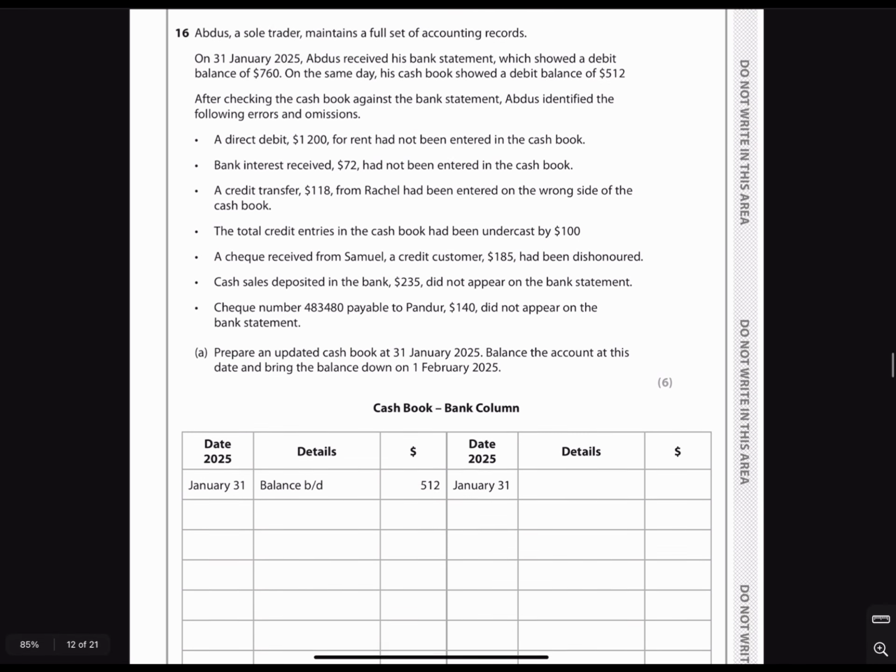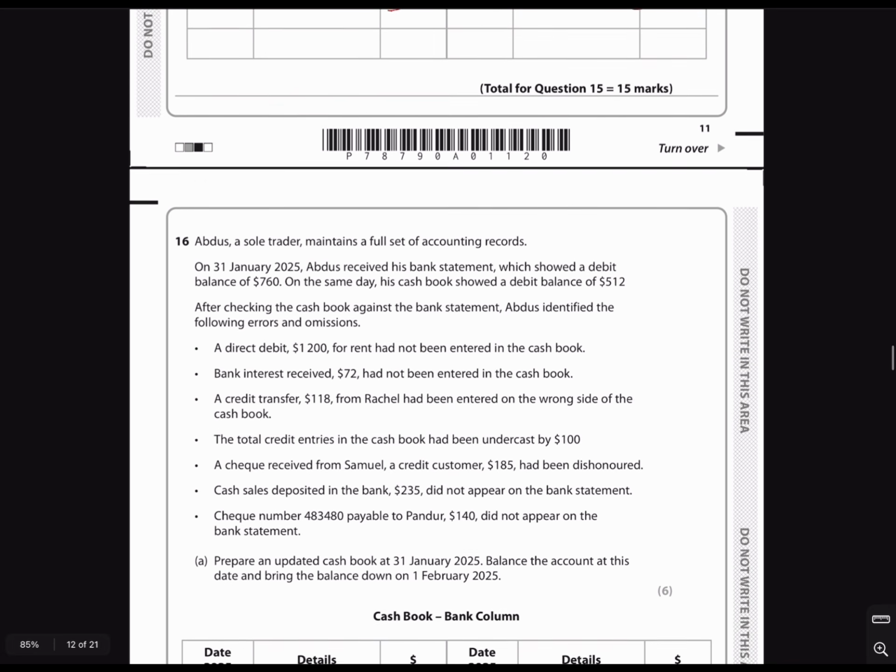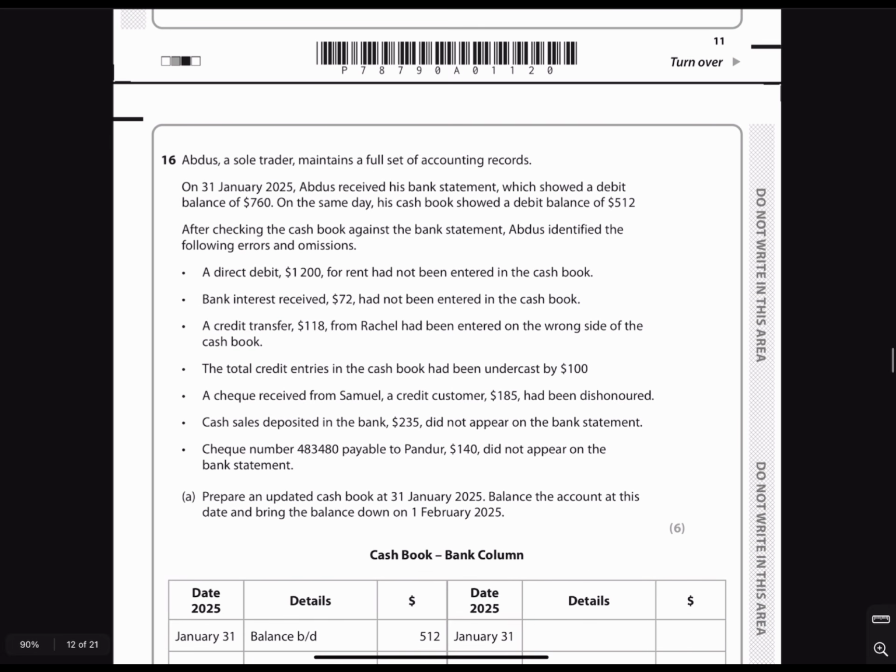So we have bank reconciliation on question number 16. Here we get Abdus, a sole trader, maintains a full set of accounting records. On 31st January 2025, Abdus received his bank statement, which showed a debit balance of 760. On the same day, his cash book showed a debit balance of 512.